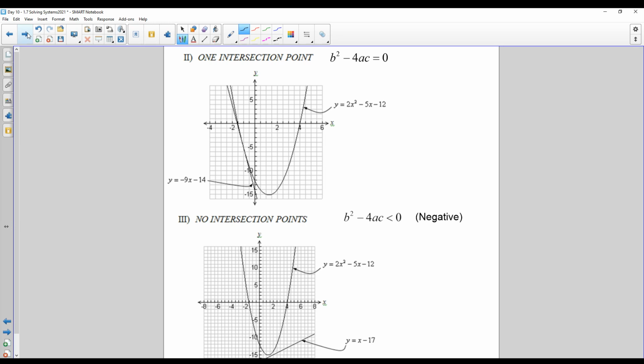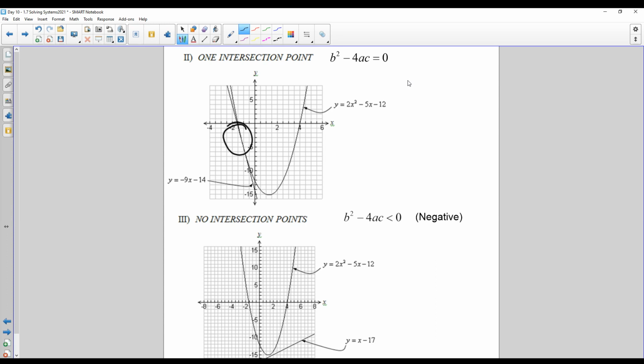It's the same quadratic equation, but it only touches at one point this time, some point somewhere around here. I don't know exactly where, somewhere in there. We're going to solve it in a second. And that's because b squared minus 4ac is equal to 0. The discriminant this time was 0, which we talked about before. That's when you have one solution.